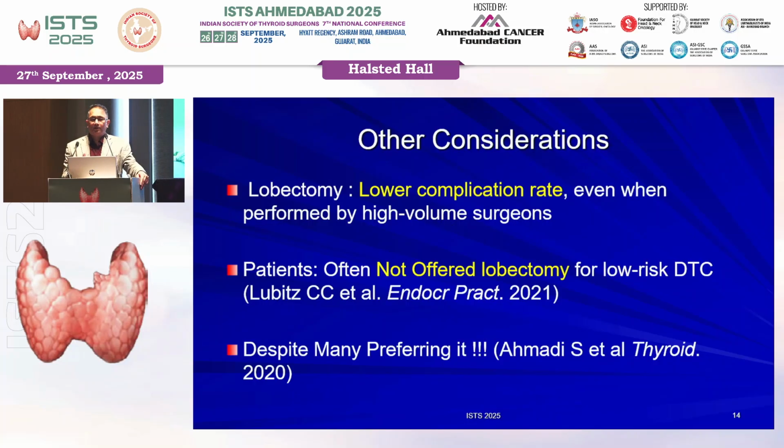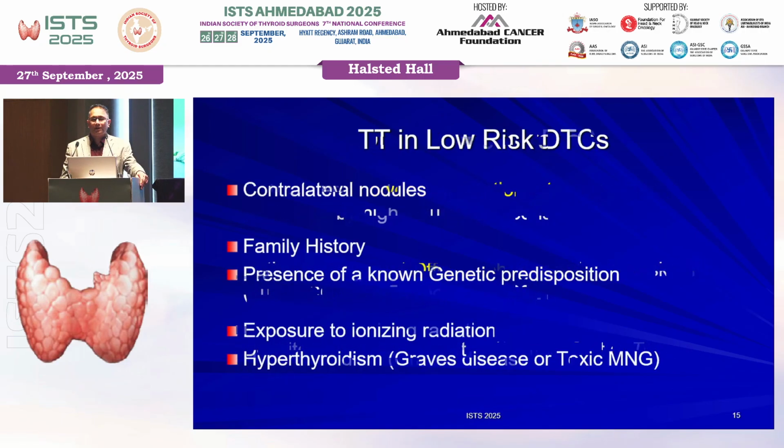And again, I had reiterated this aspect, lower complication rates in hemithyroidectomy, even when performed by a high volume surgeon. And there are some interesting caveats of this. Sometimes patients are not actually offered the option of lobectomy. And there was a study to suggest that if patients were offered, a lot of patients actually preferred it. So this is something that we as clinicians should keep in mind and have this dialogue with the patients and offer it. And of course, it's a shared decision-making process, which we all have to take.